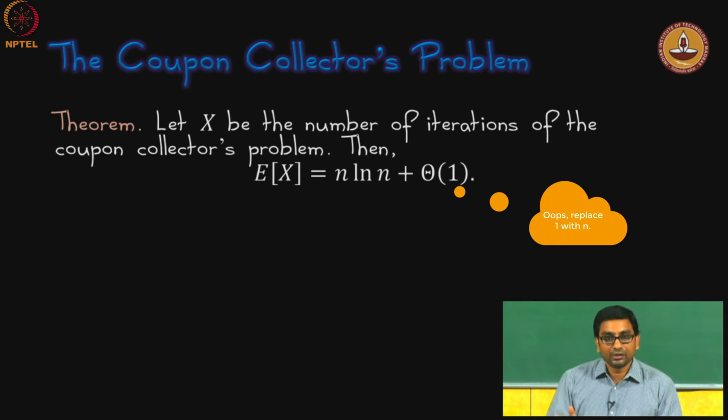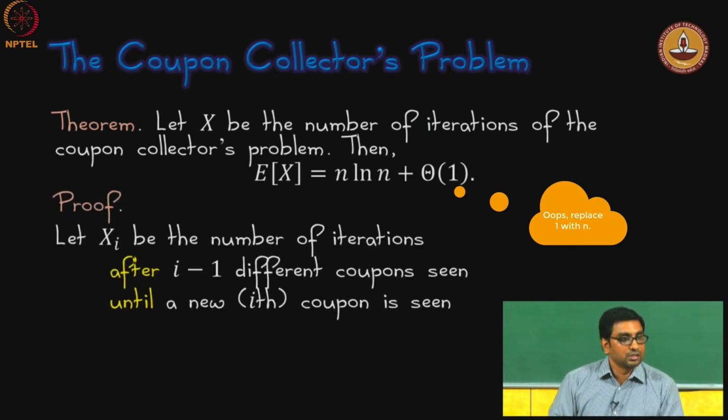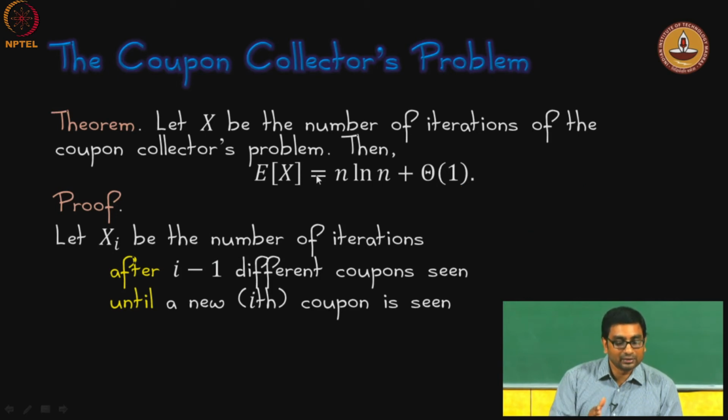Let x be the number of iterations of the coupon collector's problem, so the number of times you will sample. The expectation of x is equal to n times ln of n plus a smaller n term. So, how does this proof go? We break up this x into small xi's. In particular, xi is the number of iterations after you have seen i minus 1 different coupons, until you see the ith coupon.